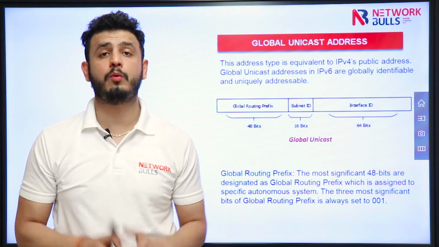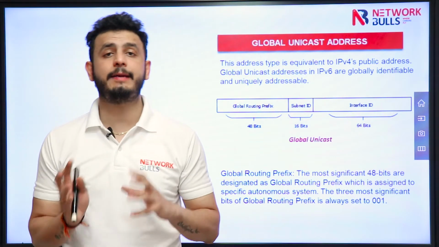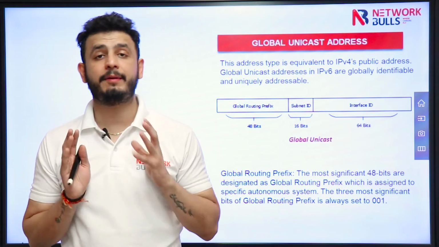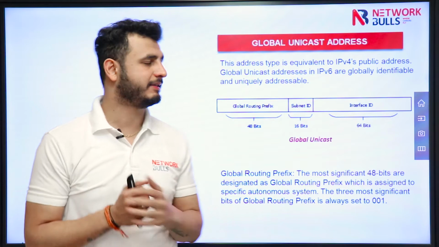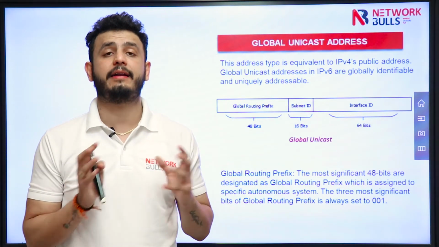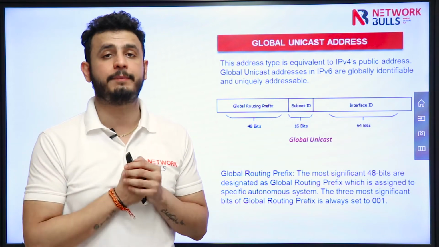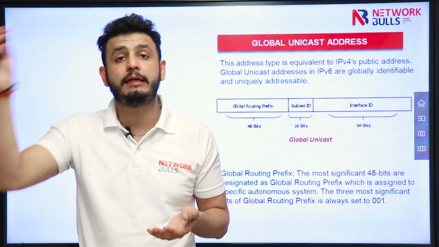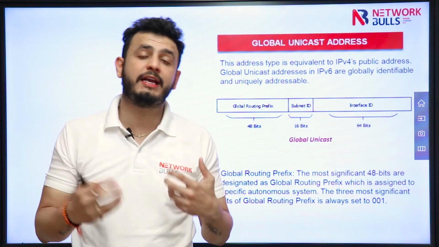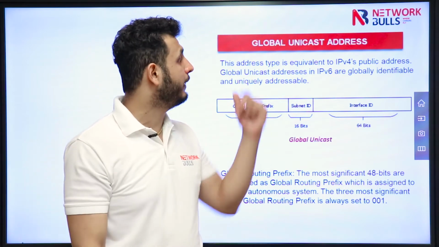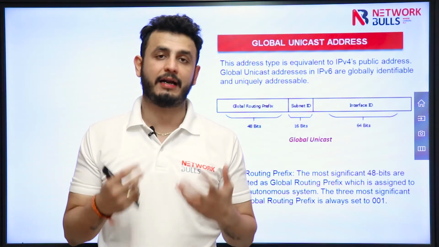Hello, in this video we will discuss different types of IPv6 addresses. The first type of IPv6 address is global unicast addresses. These addresses are very similar to public addresses which were present in case of IPv4. Whenever you want to send traffic to the internet and in your network you are using IPv6 addresses, you should use global unicast addresses in that case.